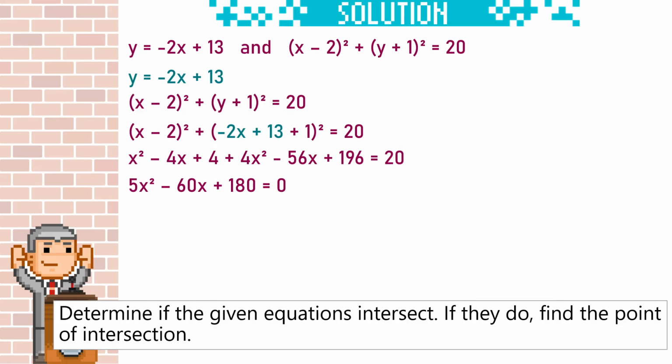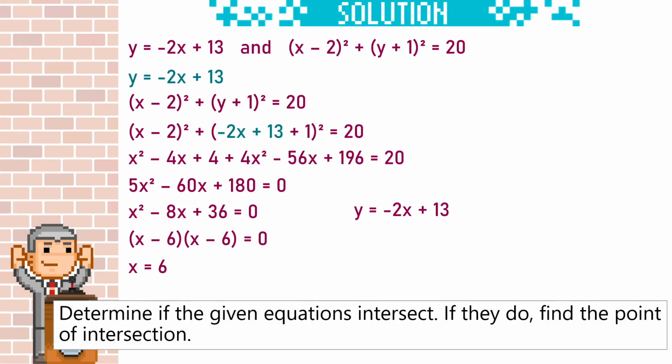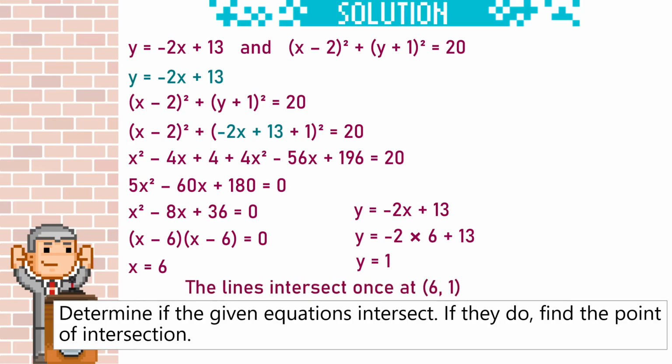We can divide everything by 5 to make it easier. And then we can factorize to give us (x minus 6) and (x minus 6). So x is therefore going to equal 6. We can substitute this into our linear equation. So instead of minus 2x plus 13, we can do minus 2 times 6 plus 13, which will give us 1. So the lines intersect once at (6, 1).